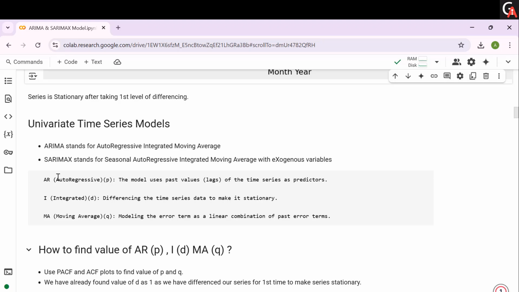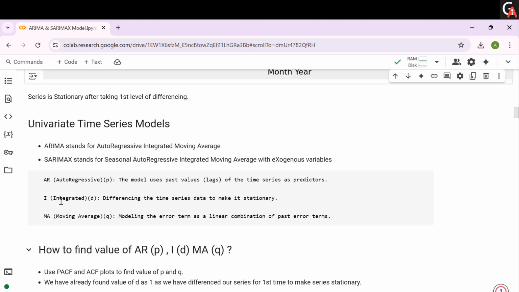So what does autoregressive mean? An autoregressive model is a time series model in which you try to forecast the values based on its own past values. That is, the model will try to regress on its own past values.